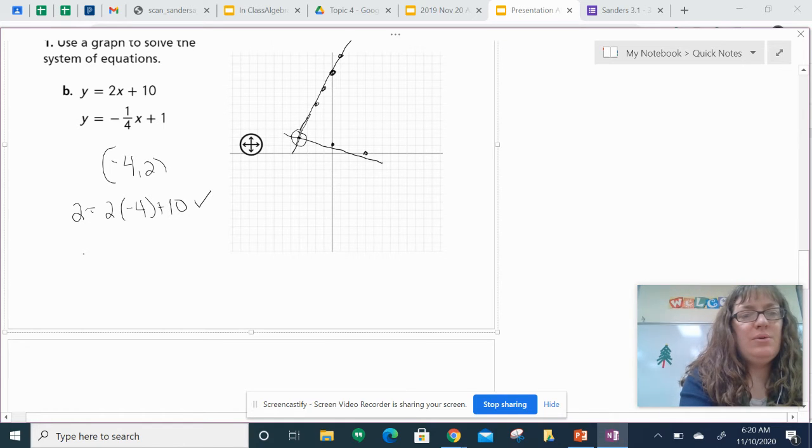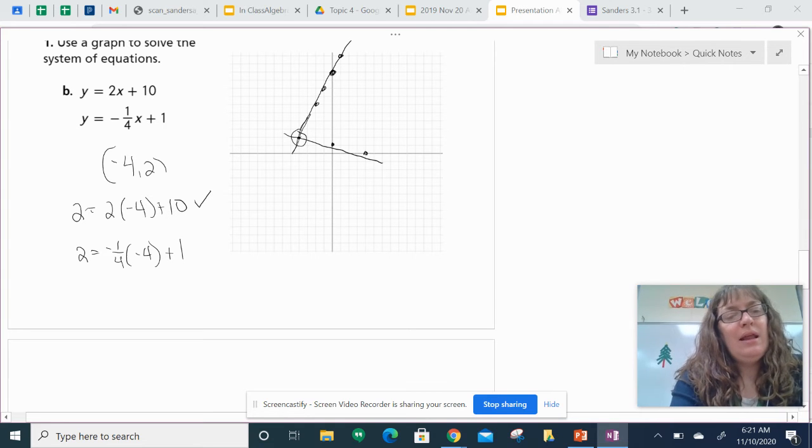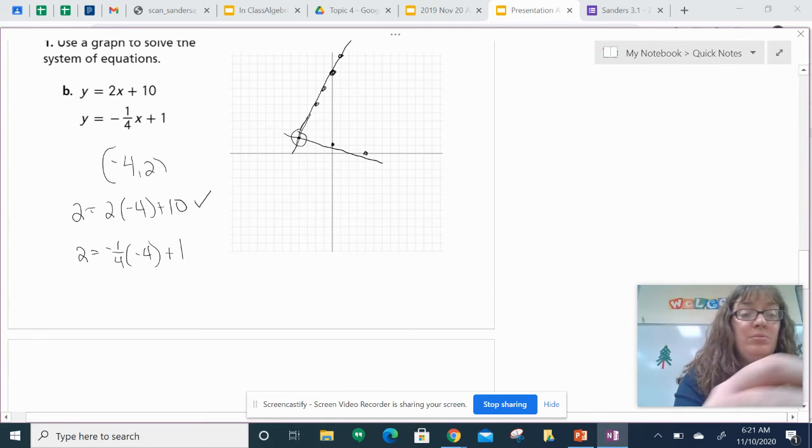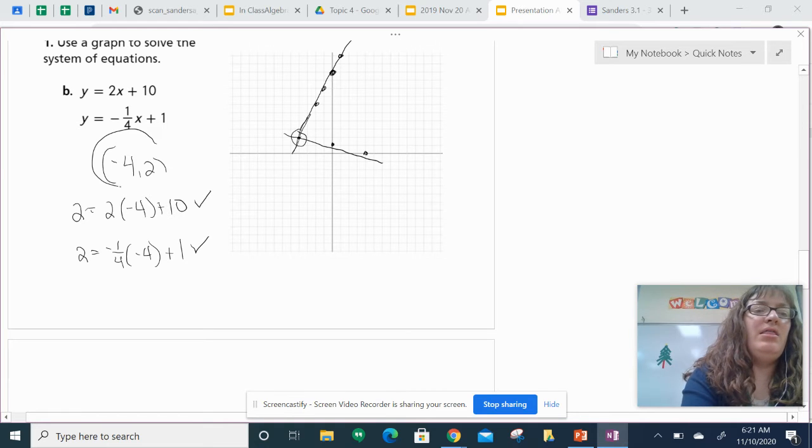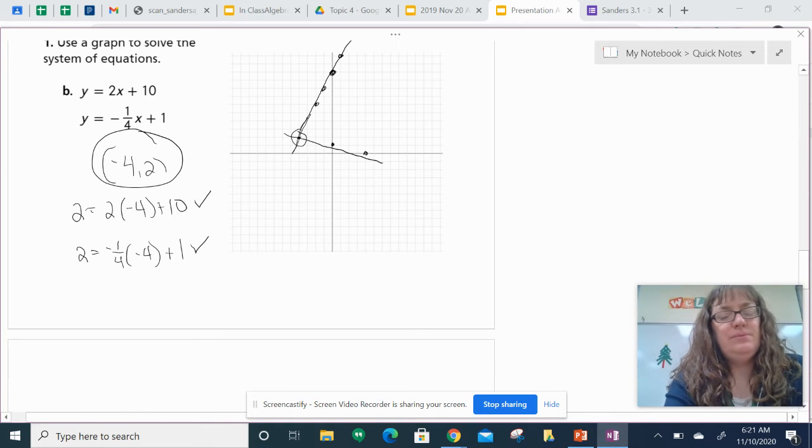And then the second equation, I'm going to try, does 2 equal negative 1/4 times negative 4 plus 1? Negative 1/4 times negative 4 is a positive 1, and 1 plus 1 is 2. That looks like a good solution.